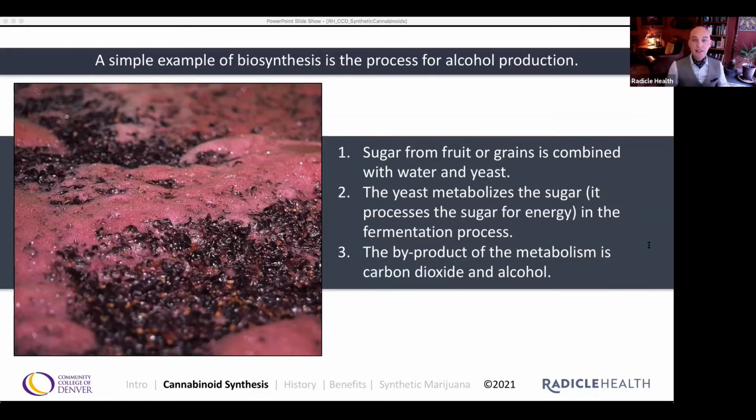And you can see that here on the slide. This is a vat of wine must, and you can see the CO2 being released through the fermentation process. Those are the bubbles that are on top of the must. This is a really simple process with inputs that are naturally available, but you cannot produce cannabinoids. You can't produce compounds as complex as cannabinoids using only naturally produced products.